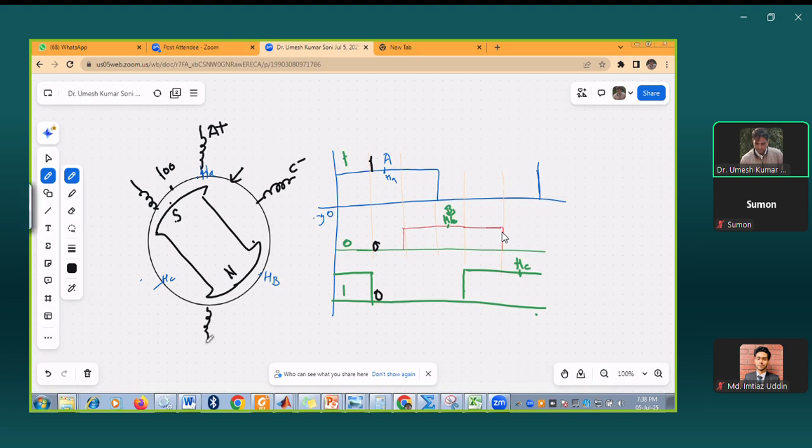Yeah. So this is Hall sensor and these are the phases. This is phase B. A minus, B plus here. This is C plus, and here B minus.